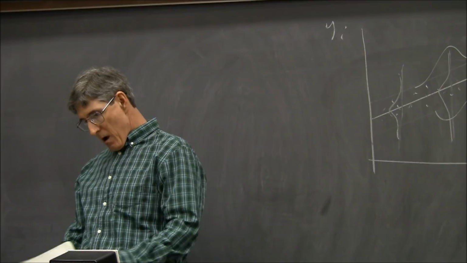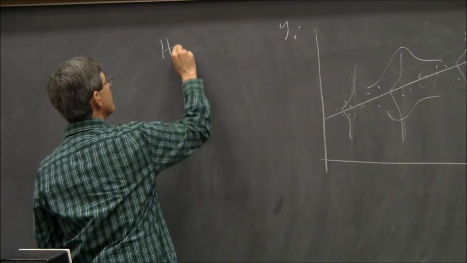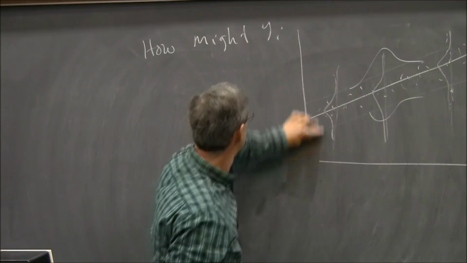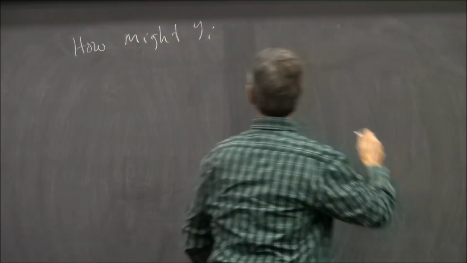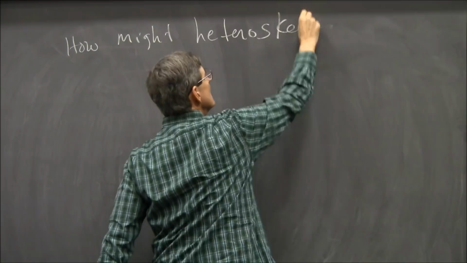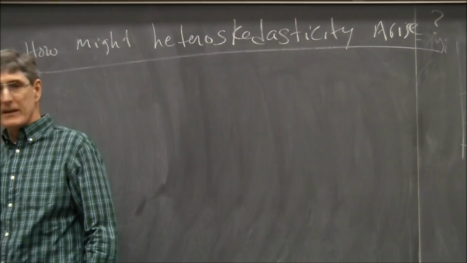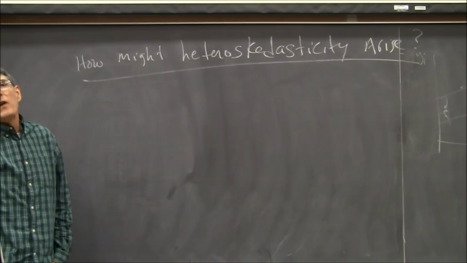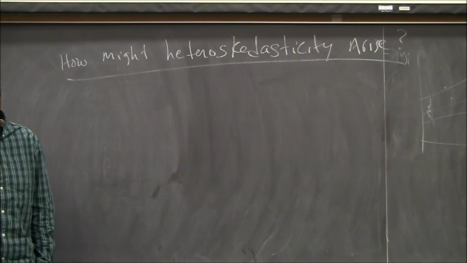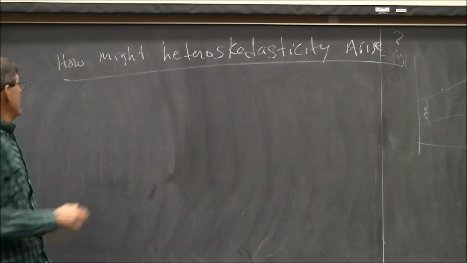So how might this problem come about? How might heteroscedasticity arise? Trying to remember to write big, I keep forgetting. I'll just follow the book's list of 7 things. I'm going to truncate that to 4 or 5, because some I think are exactly the same. But anyway, the first one they list is learning.